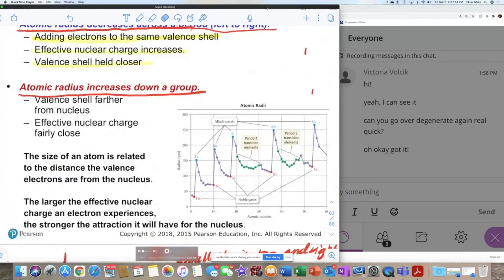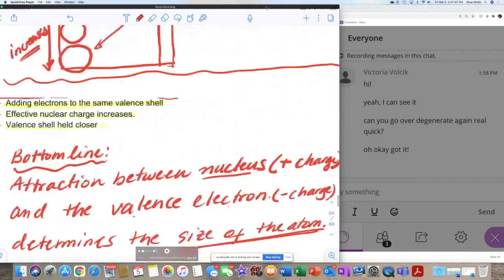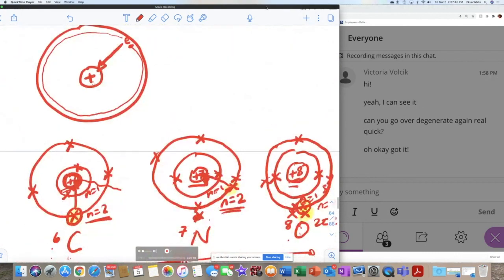So I feel like from left to right is more complicated. When you go from top to bottom, you don't need all the extra explanation. Here it says atomic radius, when we're going from top to bottom in the periodic table, increases as you go down the group. Since we're talking about garments and clothes and waists, why not stick with that analogy? In this case here, the valence shell is further from the nucleus. Effective nuclear charge is fairly close. So what they're saying here is compare the elements that are in the same group.